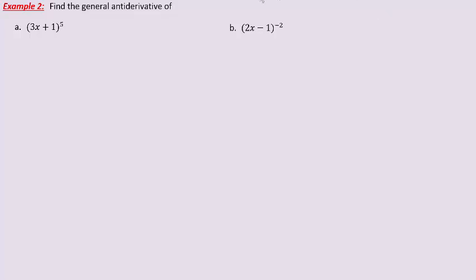Here we have a question where we're being asked for the general antiderivative. So it's worth keeping in mind that that means my answer is going to be something or other plus c. So the general antiderivative acknowledges that there's a constant.